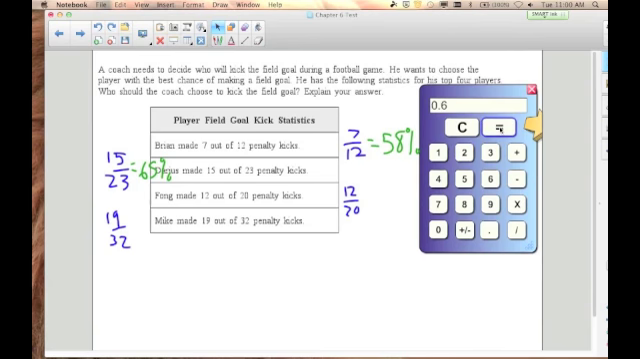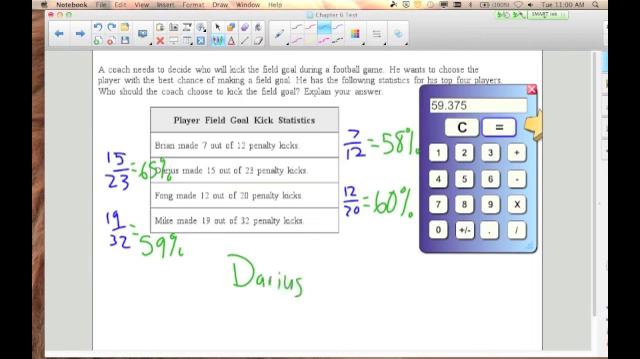And you take the numerator, divide it by the denominator, multiply that by 100, and Fong made 60% of his penalty kicks. And finally, Mike, do the same thing, and he made about 59% of his penalty kicks. So the coach should have chosen Darius because Darius made the highest percentage of his penalty kicks.